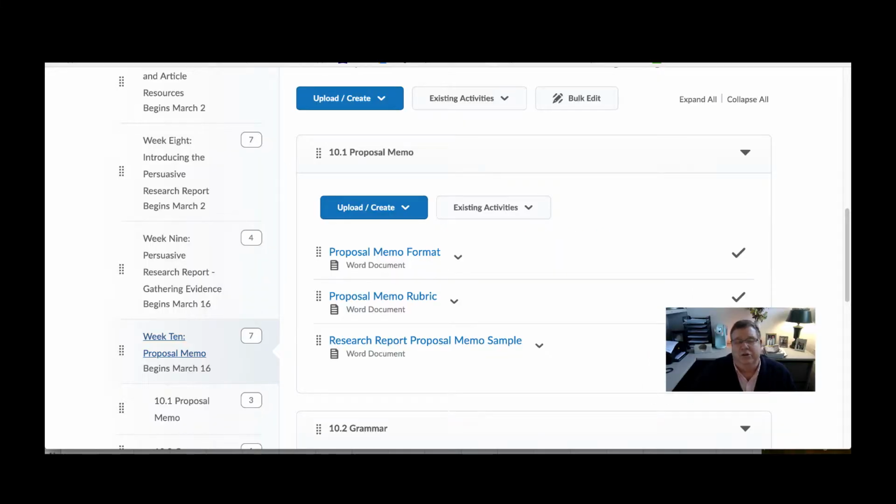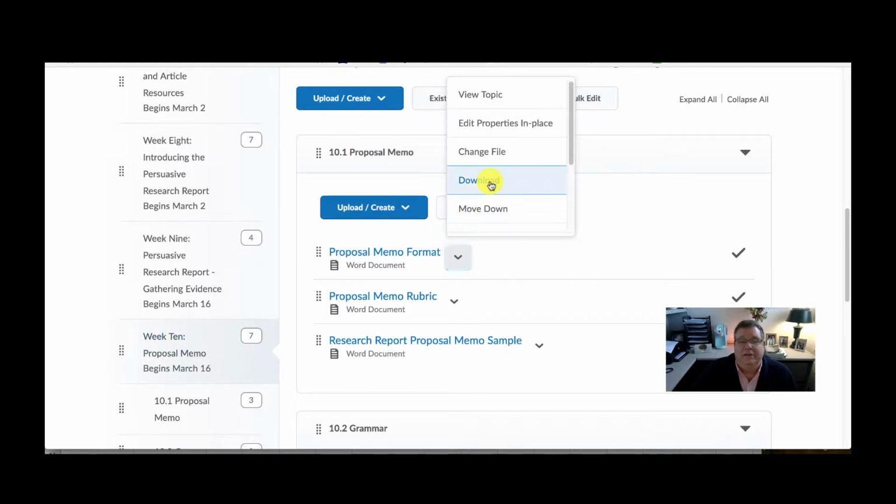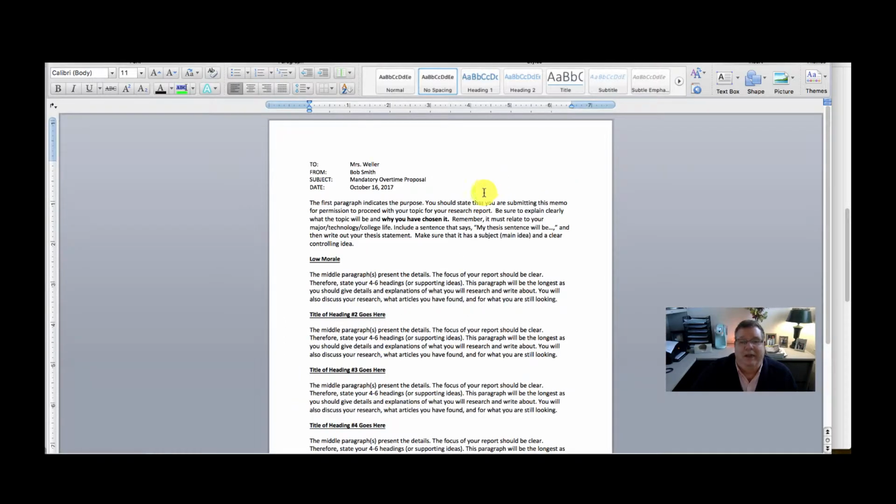The second place to look is actually this week under week 10, where it says Proposal Memo. And the first thing that I want to look at is the Proposal Memo format.